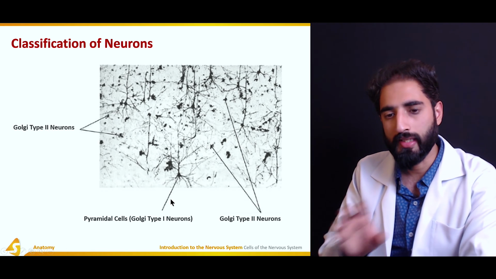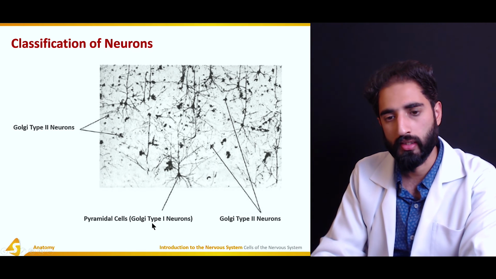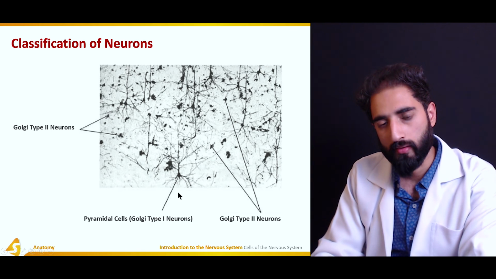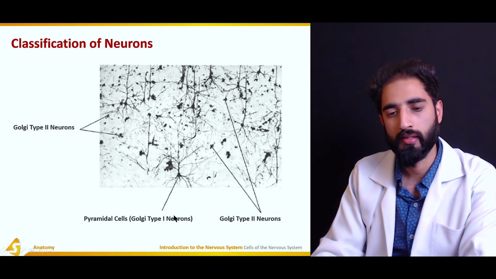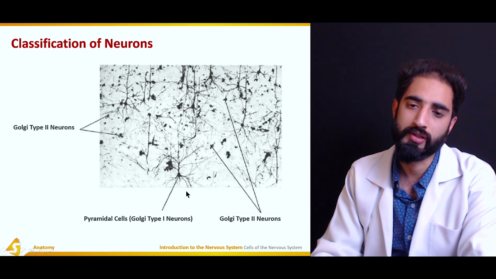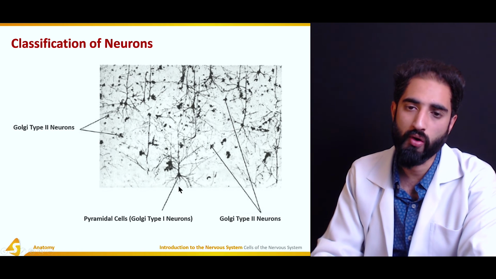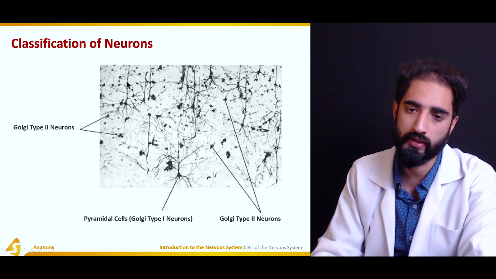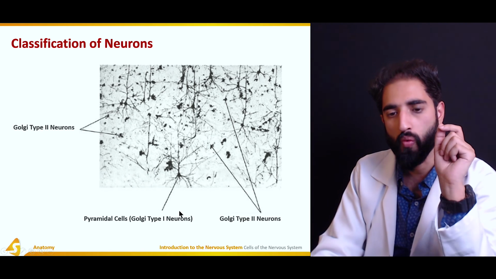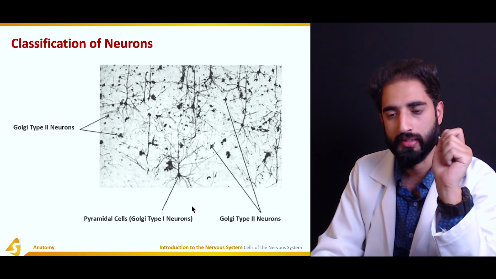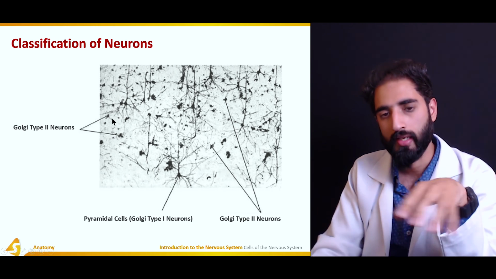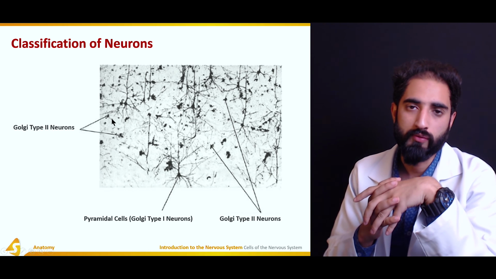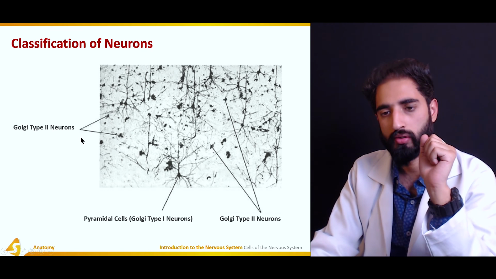Here we can also see these Golgi type 1 and Golgi type 2 neurons in the brain. So here we have the pyramidal cells, which are usually found in the cerebral cortex. So these long cells with long processes like this one and this one and this one here and another one here, these are actually Golgi type 1 neurons, specifically the pyramidal cells. And these small cells without any process or with very small processes terminating in the vicinity nearby, these are the Golgi type 2 neurons.